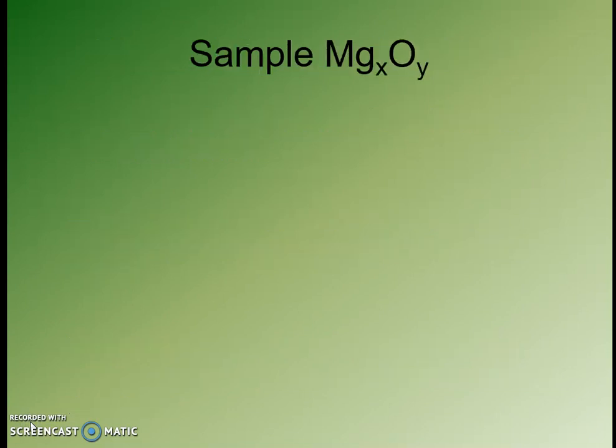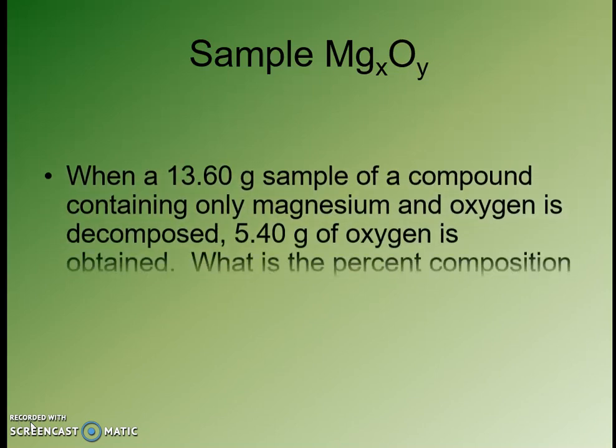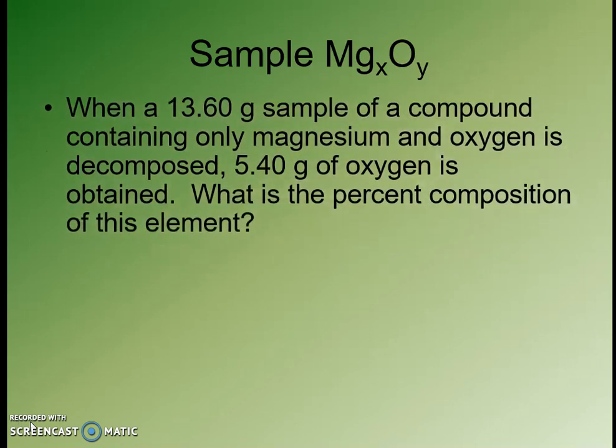So let's take a look at the simpler one first. If I have some sort of compound made up of magnesium and oxygen, and if I heat it and decompose it and break it down into its components, I find that there's 5.4 grams of oxygen in this compound that was originally 13.6 grams in total. Now we know that magnesium and oxygen get together in a 1-to-1 ratio because magnesium is in group 2, oxygen is in group 6, so therefore it is always that 1-to-1 ratio, Mg to O.